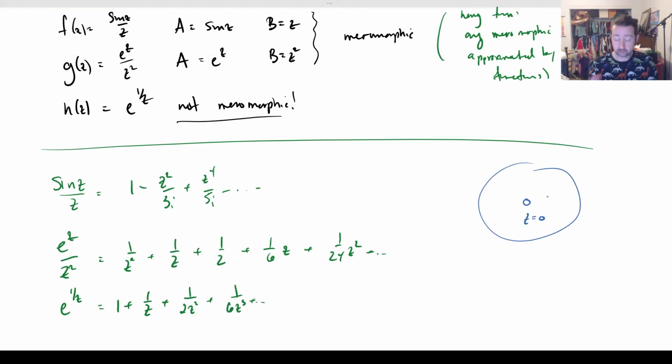So now imagine that we're looking at a punctured disk, punctured out at z equal to 0, and we try to set up some kind of integration of these functions around a contour contained inside of here.